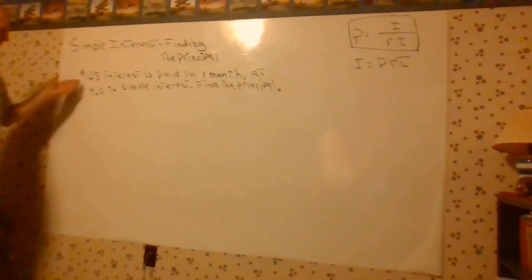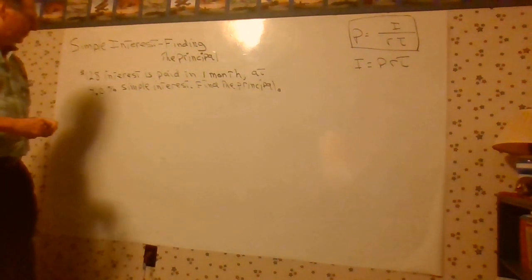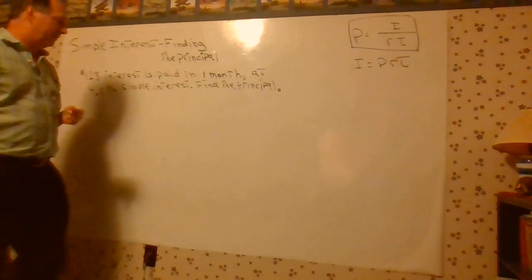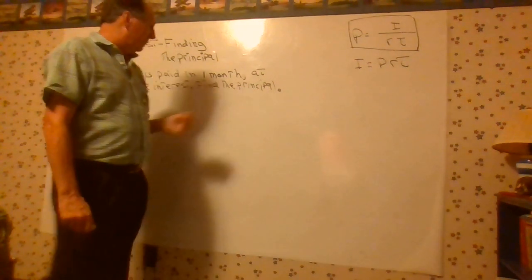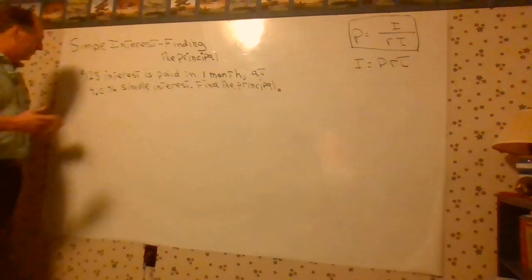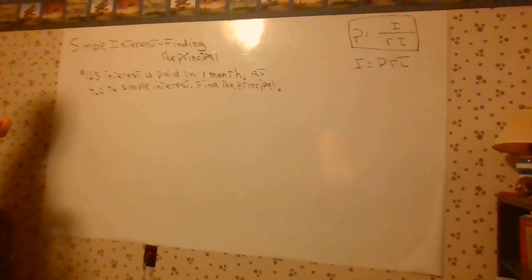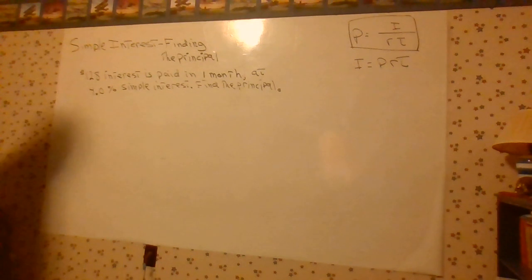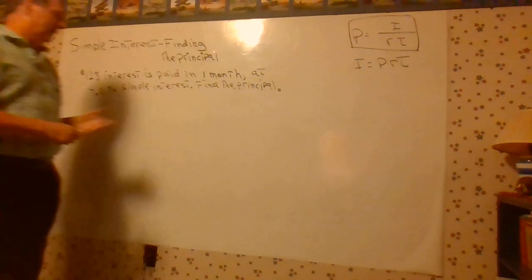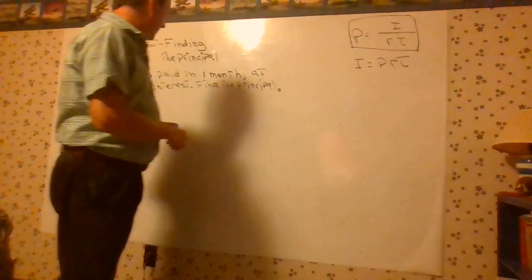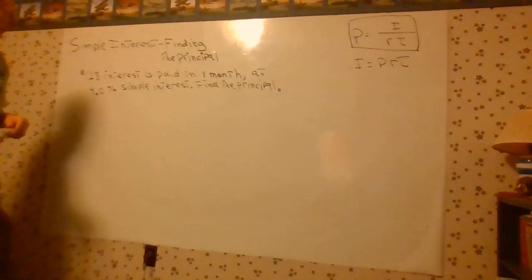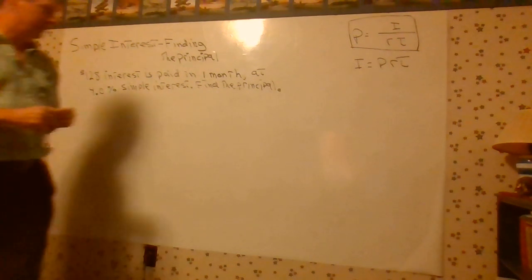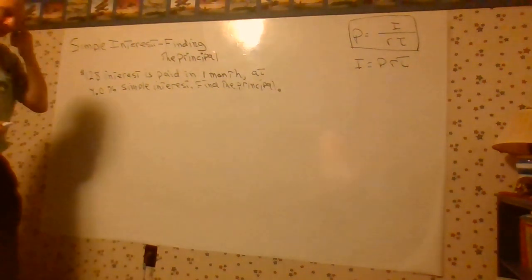Here's an example. Let's suppose $128 interest is paid in 1 month at 4% simple interest. Find the principal. An example of this could be we have a mortgage, and during a particular month we pay $128 interest. We want to know what the outstanding principal is for whatever reason. That's an example. 1 month, normally we are charged interest on a monthly basis for a loan in which we make monthly payments. So first step, we state the formula.